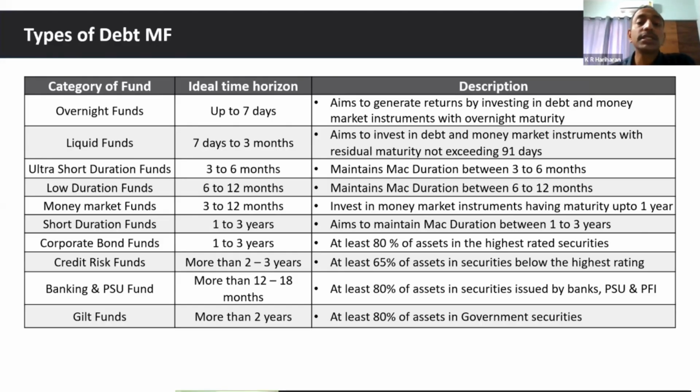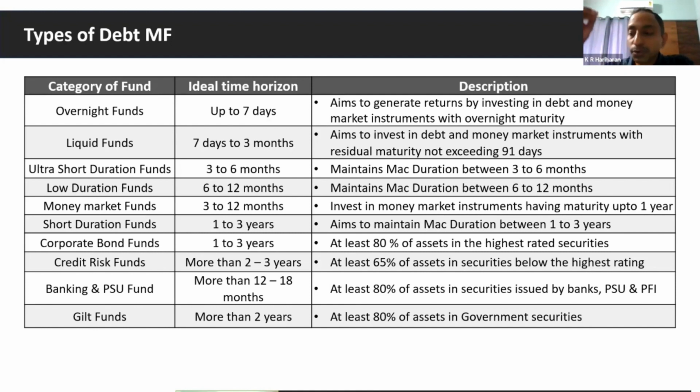In fact, there are 16 categories of debt mutual fund categorized by SEBI. And I'm not showing all the 16 because I don't want to confuse all of you. Just have a quick glance at this slide. And what you will find is that a debt mutual fund is available for every type of investor. That's what the slide is trying to communicate. Every type of investor has a particular debt mutual fund scheme available, right?